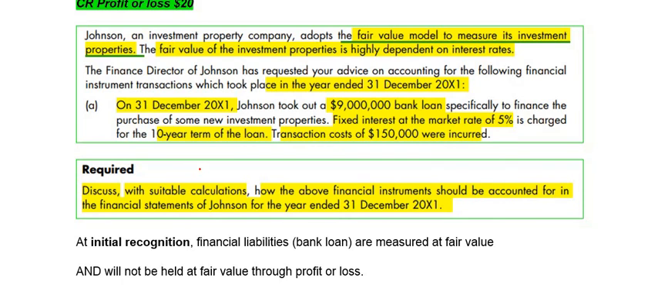Okay, here we have another example. Johnson, an investment property company, adopted a fair value model to measure its investment property, and the fair value of the investment property is highly dependent on interest rate. So Johnson is using the fair value model for measuring that asset, the investment property. The finance director of Johnson has requested your advice on accounting for the following financial instrument transaction which took place in the year ended 31st December 2001.